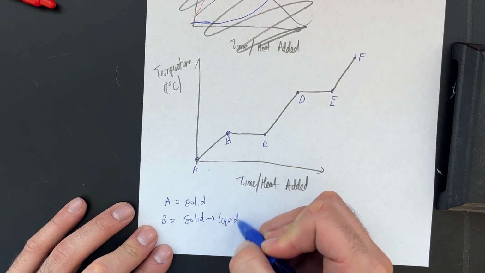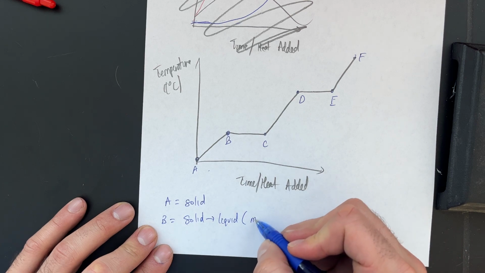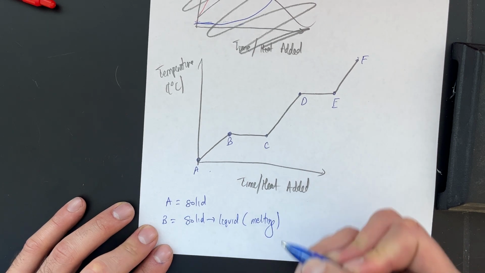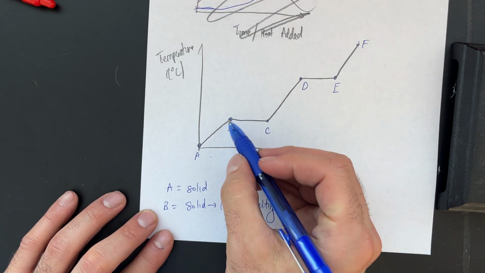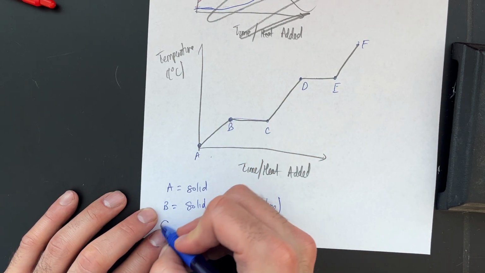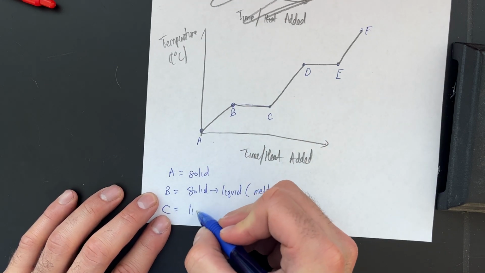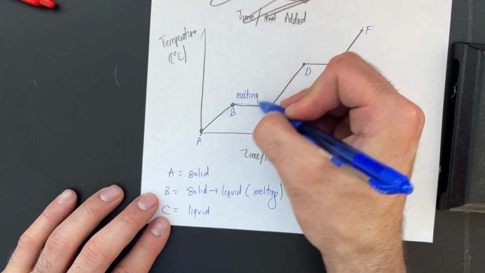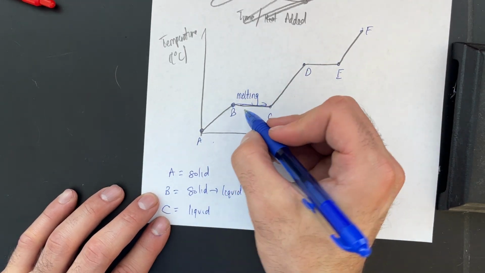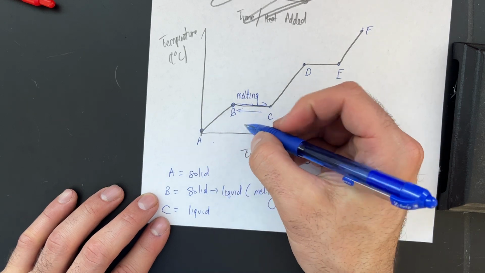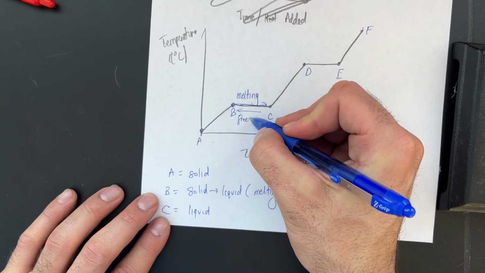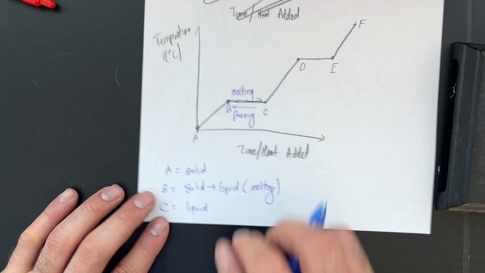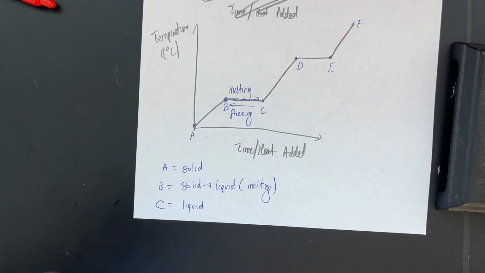Of course, we call that melting. Starting at B all the way until C, where at C we finally become a liquid, melting is occurring. Of course, that's if we're going up. If we're going down, we call that freezing. And so at the flat parts, there is a phase change.